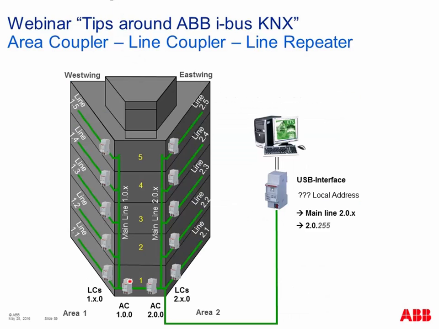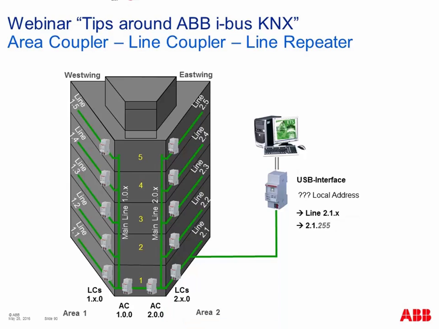Or now when you remove the USB interface from here and connect it to here, this is my area number 2, this is my main line 20, so all devices here must have addresses 20 something, so the USB interface must have the correct local address 20.255.